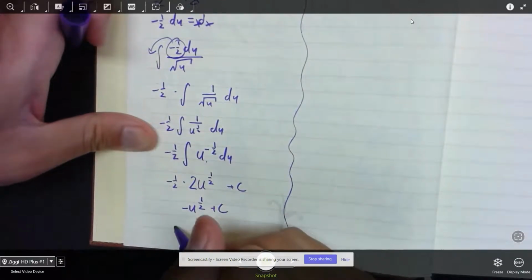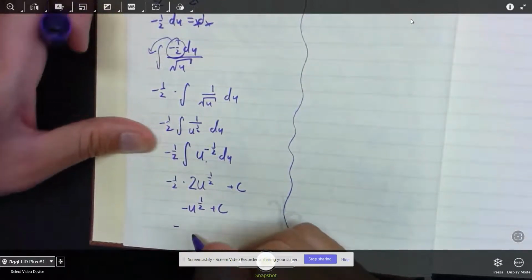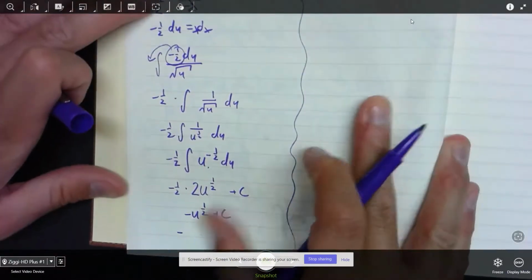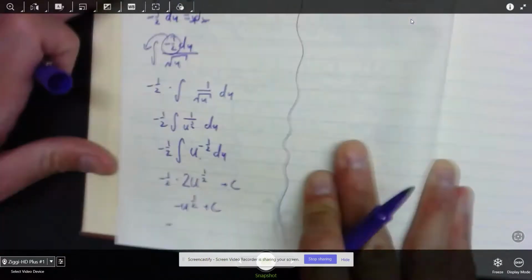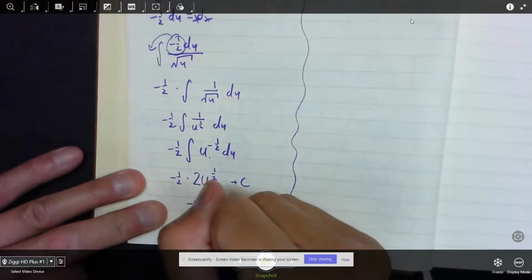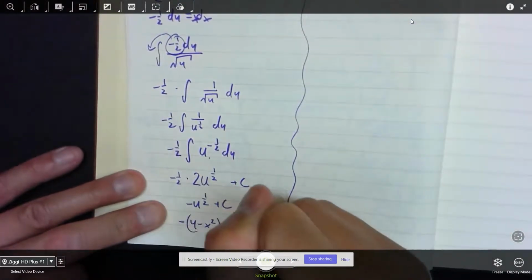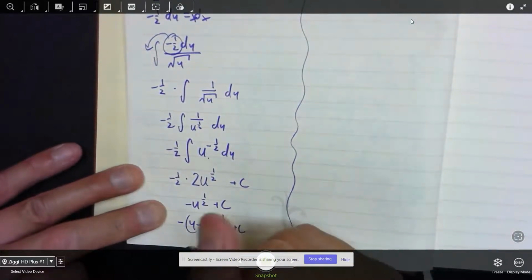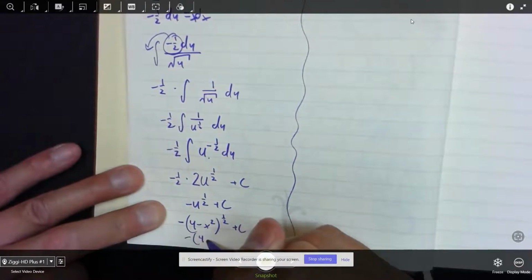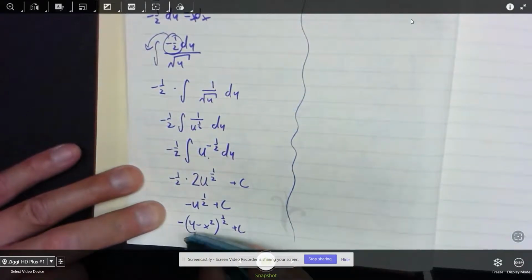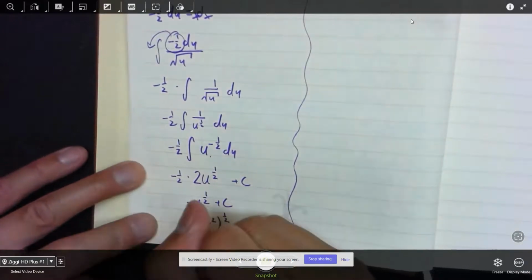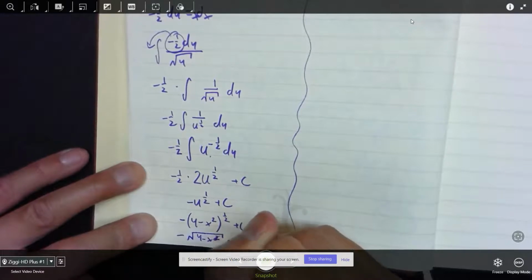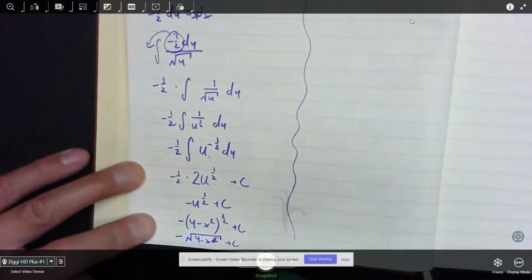And that would be essentially negative, if you go back, my u I set was equal to 4 minus x squared. So negative 4 minus x squared to the 1/2 plus c. If you don't like that, I'm just going to rewrite that a little bit differently. It'd be essentially negative square root of 4 minus x squared plus c. Let me rewrite that so it's a little bit more clear.